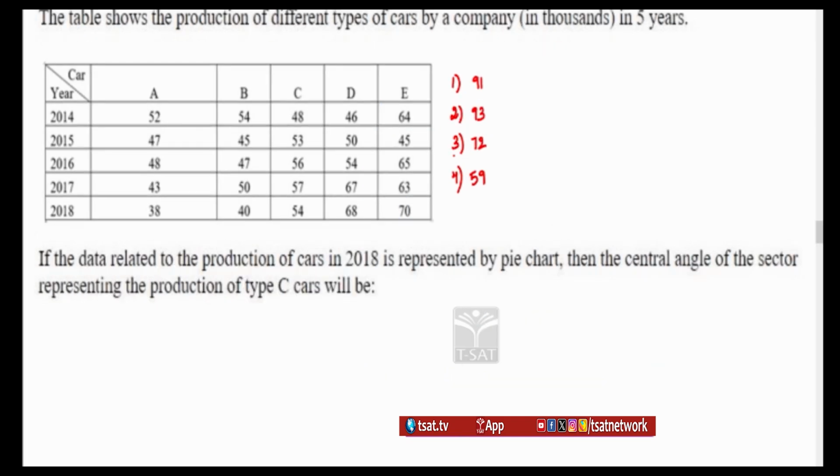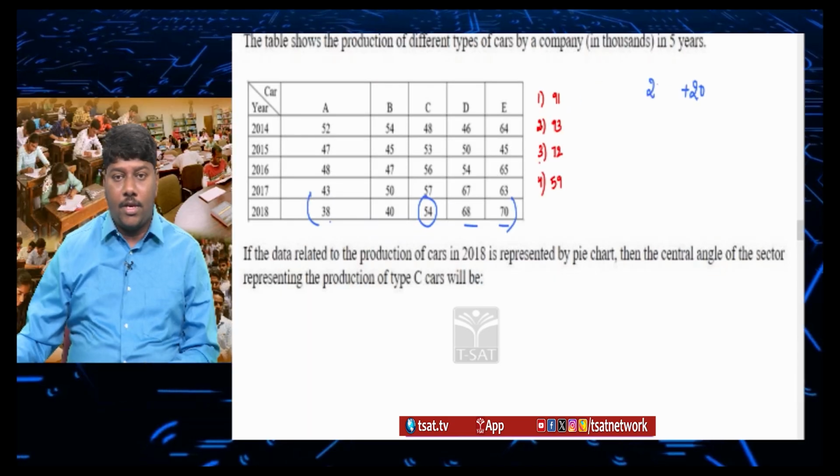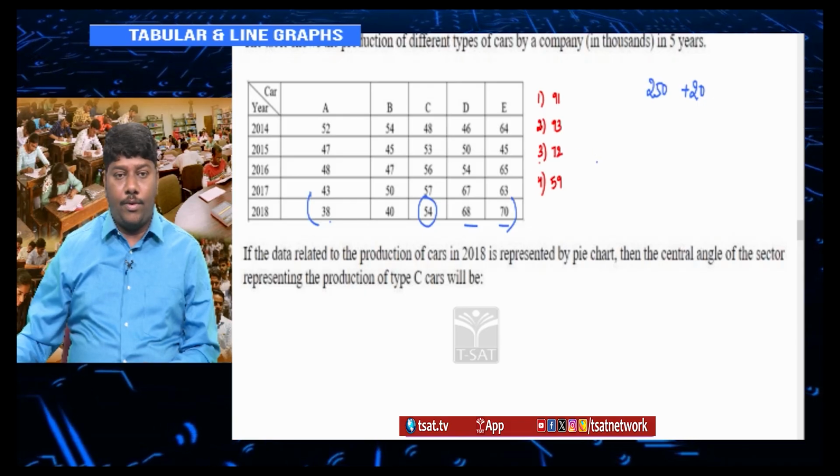Look at the next one. If the data related to the production of cards in 2018 is represented by a pie chart, again the entire 2018 is represented by the pie chart, then the central angle of the sector representing the production of type C cards will be, type C is what he is asking you, right. So look at this, 8 is 16, 16 plus 4 is 20. So keep this 20 aside, plus do all tens like 30 plus 40, 70 plus 50, 120, 130. 120 plus 130 is 250. So 250 plus 20 is 270.